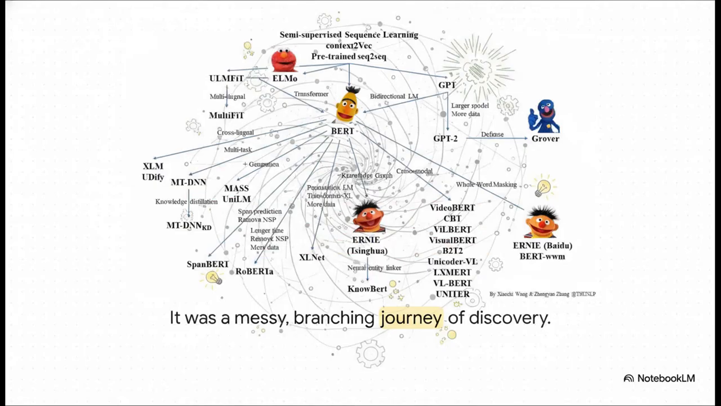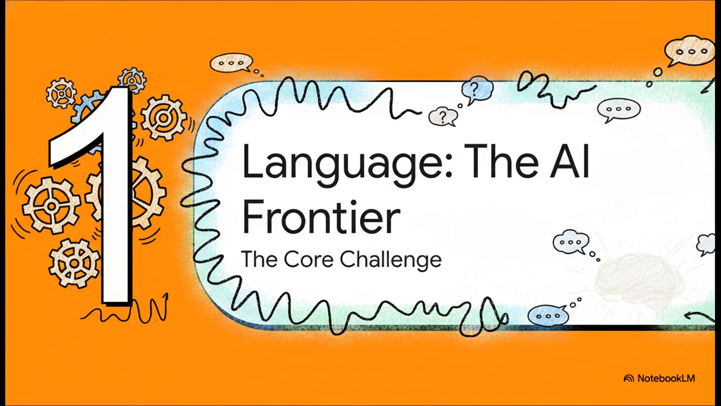Okay, at first glance, this slide looks like total chaos, doesn't it? It's just a tangle of names and arrows going everywhere. But what you're actually looking at is the family tree of modern AI language models. And while it looks super complicated, the entire story really hinges on just a couple of key breakthroughs. So stick with me, and I promise, by the end of this, you'll be able to read this map like a pro.